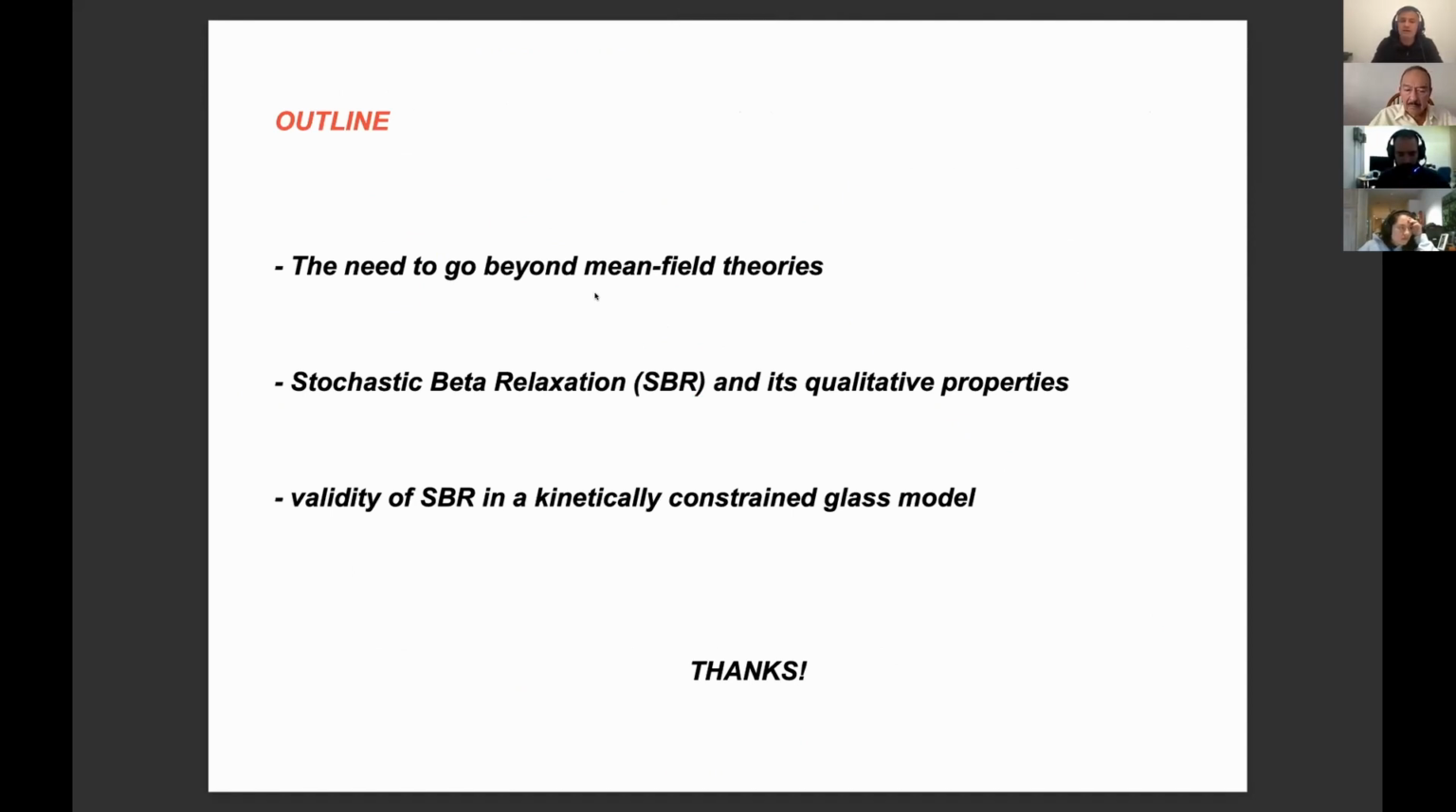So I started by discussing why we need to go beyond mean field theory. I presented you stochastic beta relaxation, those equations and their properties according to the solution. And then I wanted to show you that it actually works in a non-trivial finite dimensional model where the transition is actually avoided. So I think I will stop now.